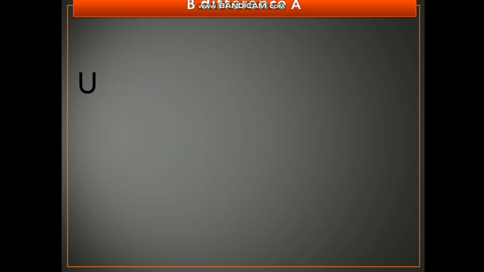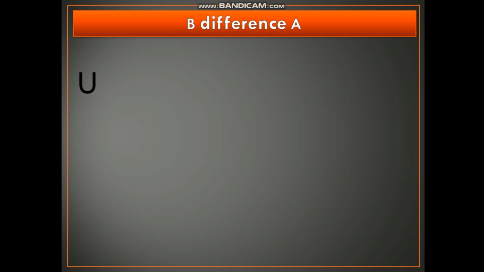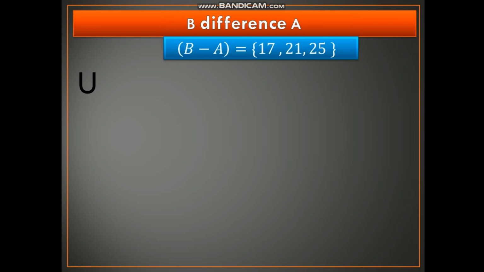Now our next property is B difference A. How can we find B difference A? First of all, we will write it in mathematical form: B difference A is 17, 21 and 25, meaning those elements which are not present in A. You just have to write the elements of set B which are not present in A.